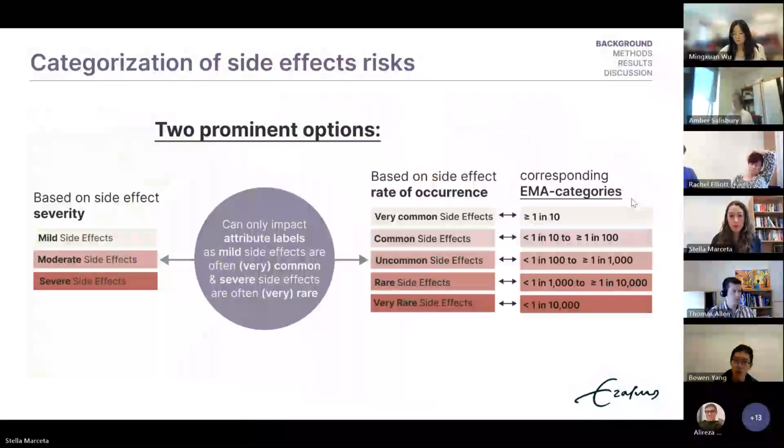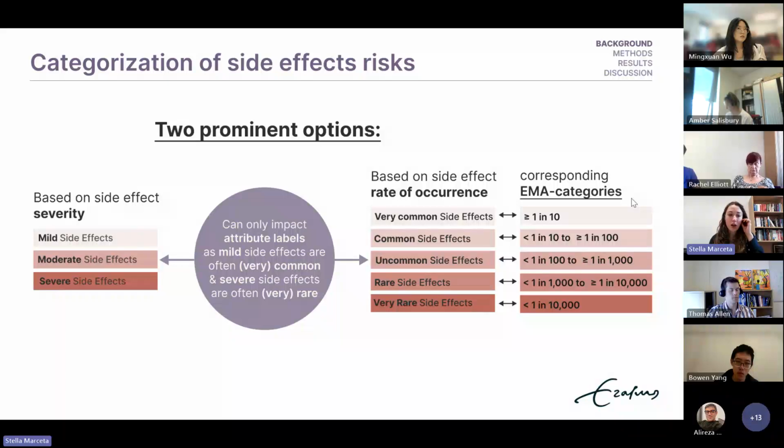Basically, there are two prominent options. One is that you do it based on severity, and that is actually what you see in most DCEs. So you would have mild, moderate, or severe side effects as different categories and attributes, and then a frequency, how often they occur. However, if we look at the package leaflets, we see a different categorization, based on the rate of occurrence, which ranges from very common to very rare.